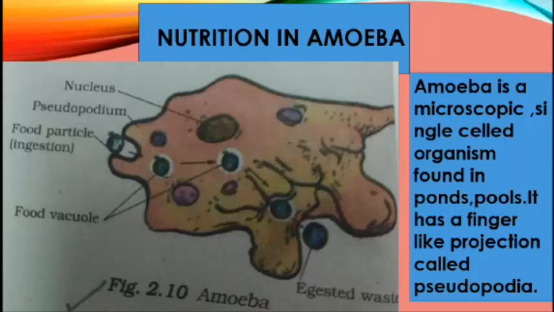Amoeba has a cell membrane. This outer covering is called the cell membrane. Amoeba has a dense, rounded nucleus and many small bubble-like vacuoles. Amoeba has an irregular body structure. The finger-like projections are called pseudopodia.